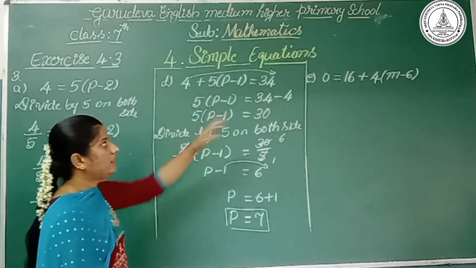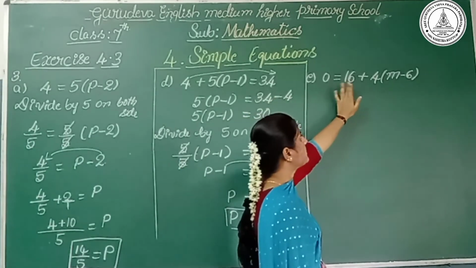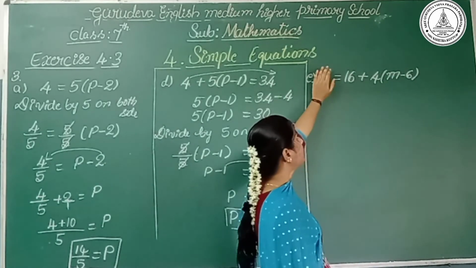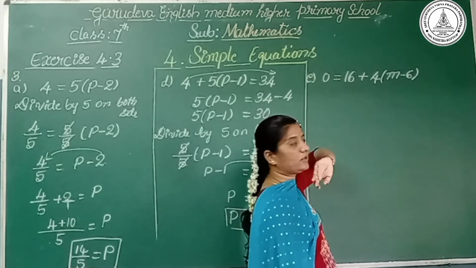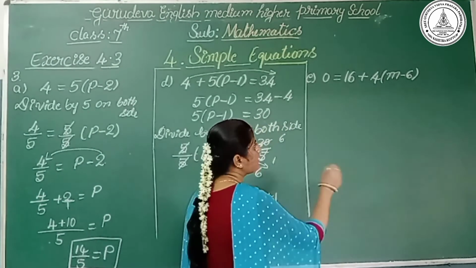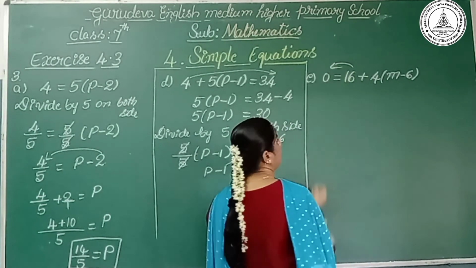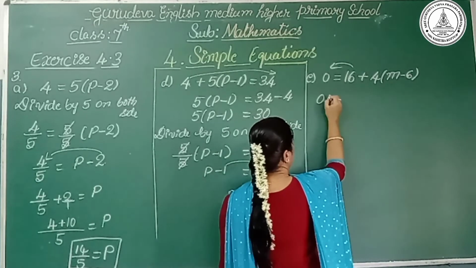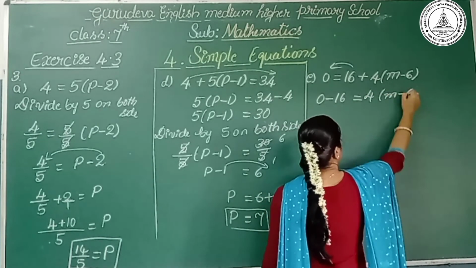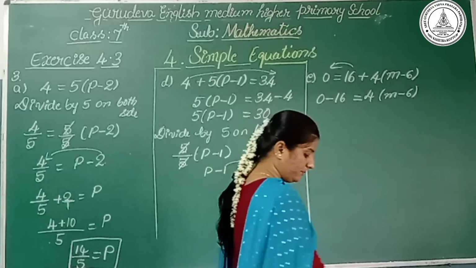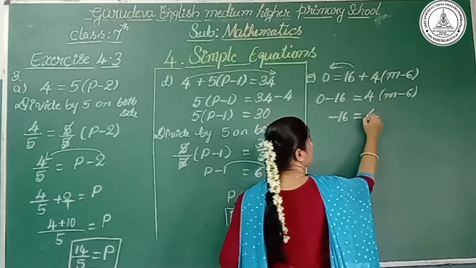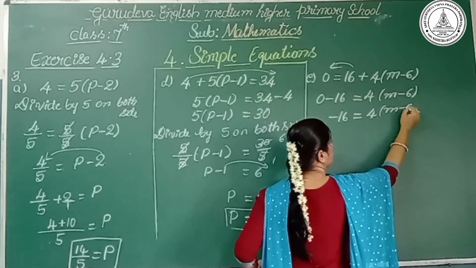Clear? Yes. Then the equation is 0 is equal to 16 plus 4 into m minus 6. So here, in the LHS, there is a 6, no need to bother about that. Just transpose 16 to the left hand side. In the first step, transpose 16 to the right hand side, it will become minus. Then you will get 0 minus 16, which is equal to 4 into m minus 6. Now simplify here: 0 minus 16 is minus 16, which is equal to 4 into m minus 6.